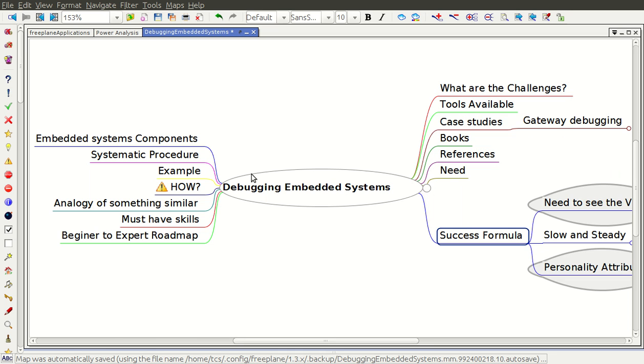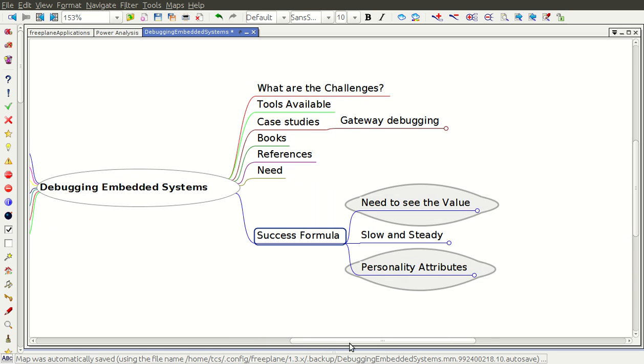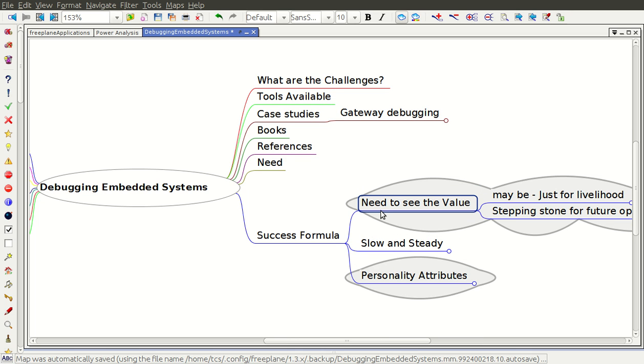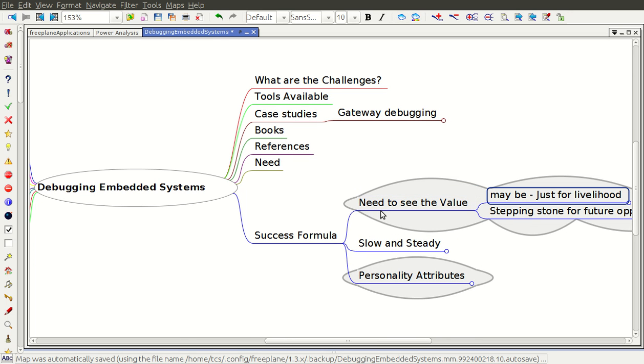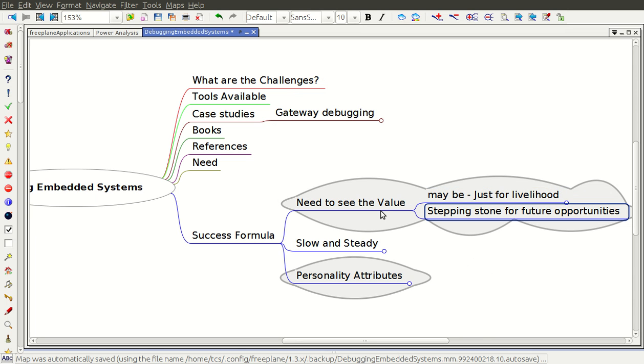So if you look at it, the first success formula is you have to see the value. There is absolute need to see the value. Second thing is you have to be slow and steady. There are certain personality attributes that are absolutely a must. That's absolutely there. So this is the order. And why do you need to see the value? Maybe just for your livelihood. Maybe it is a stepping stone for future opportunities. You have to see the value. Otherwise, it's going to be very difficult.